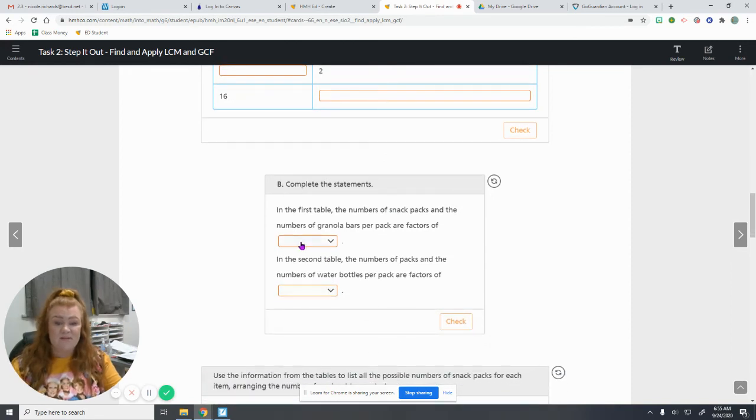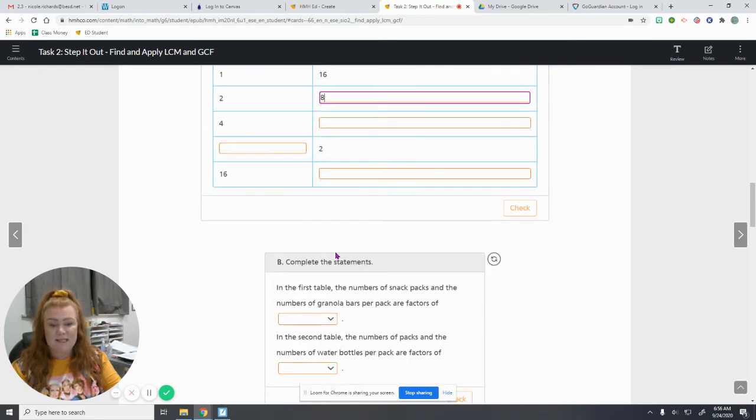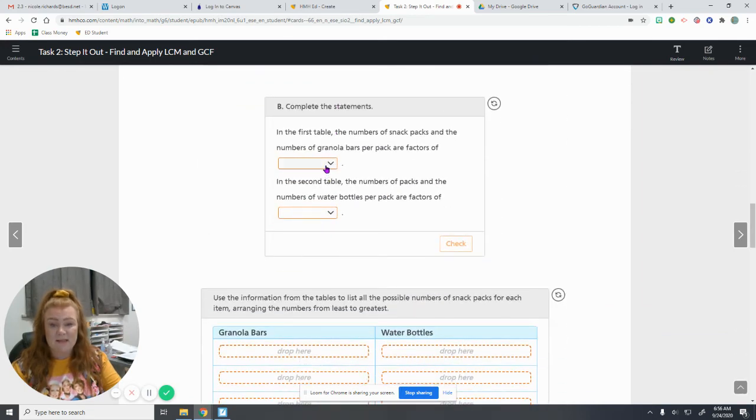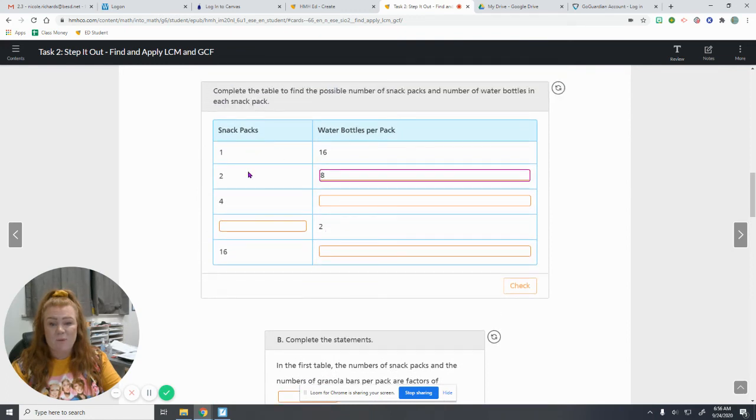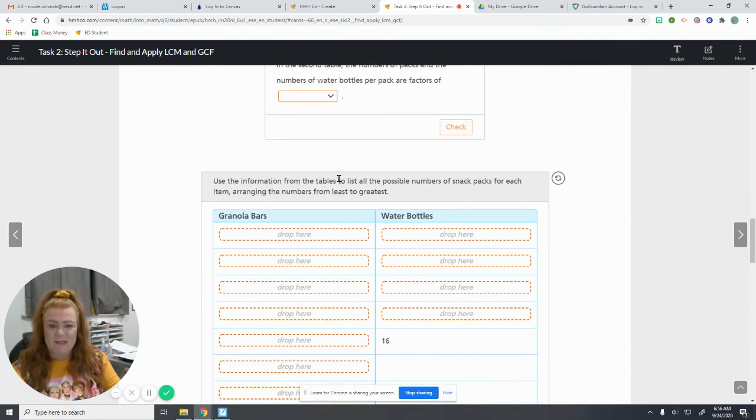So in the first table, the number of snack packs and the number of granola bars per pack are factors of, so in this first one, everything when you multiply together equals what? When we multiply across, what is the product of that? And then in the second table, when we multiply across, what is the product of that? Use the information from the tables to list all possible numbers of snack packs for each item.